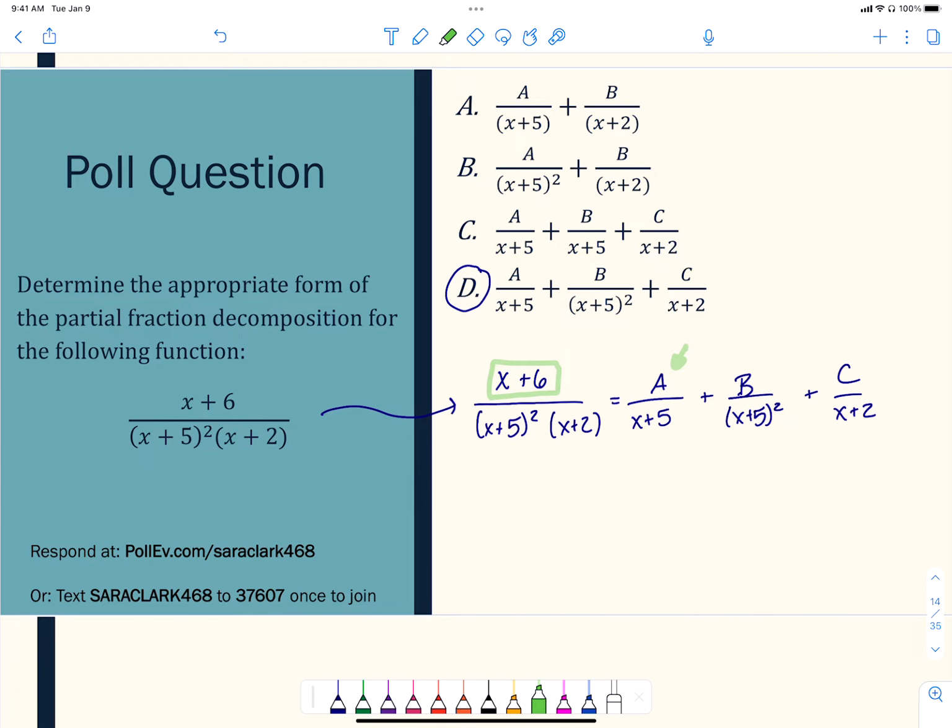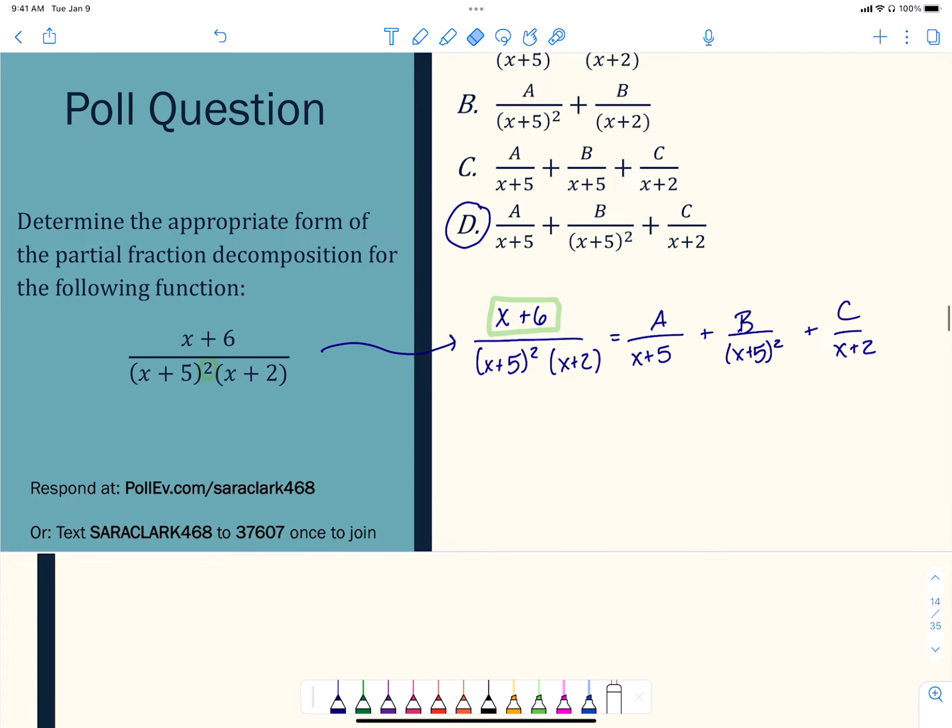And so anytime we've got this repeated factor, you're going to have it there a single time and then that squared time as well. And if it happened to be a third, an x plus 5 to the third, we'd have it there as a single term, as the squared term, and as the third term, or to the third power. So now let's find our coefficients.